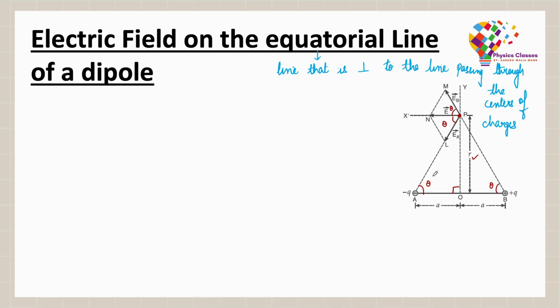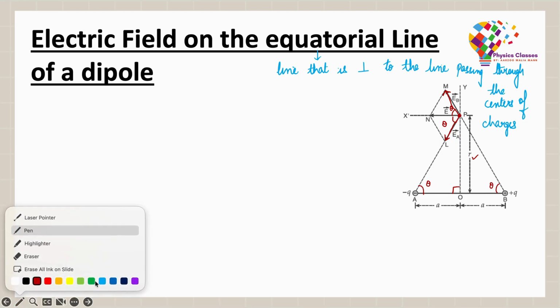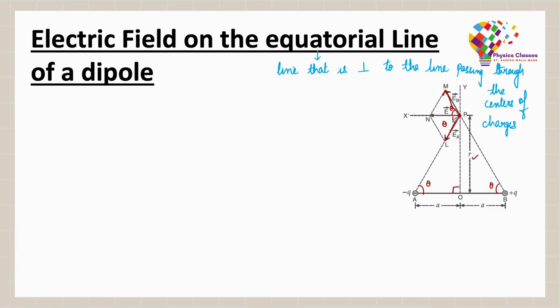Now, the electric field due to this negative Q charge would be towards the charge. Therefore, the direction of electric field due to this one is this way. It is towards the charge. For the positive charge, the direction of electric field is away from the charge, so it is directed outwards like this along the vector there. Now, I have two vectors which are inclined at an angle of 2 theta from one another, and I want to find the resultant.